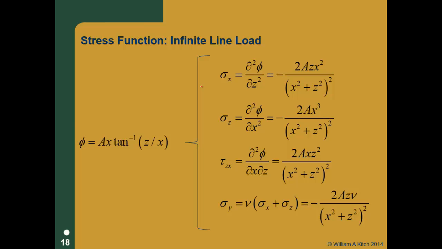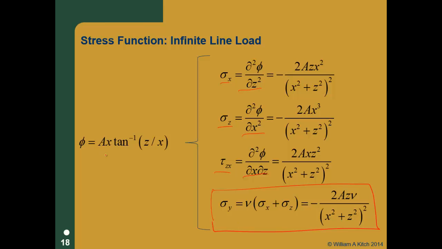And if we do that, I can just differentiate that twice with respect to z and I'm going to get sigma x, and twice with respect to x, I'm going to get sigma z, and once each with respect to x and z, and I'll get tau zx. And then we know this, which is just from our plane strain conditions. And so these are my solutions.